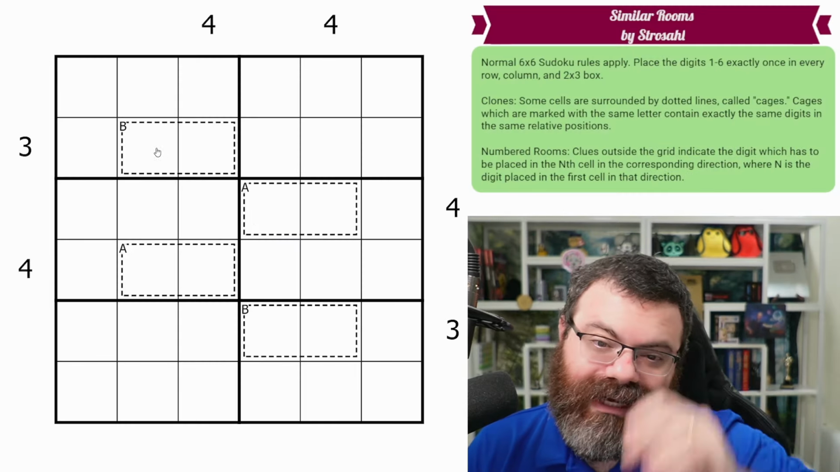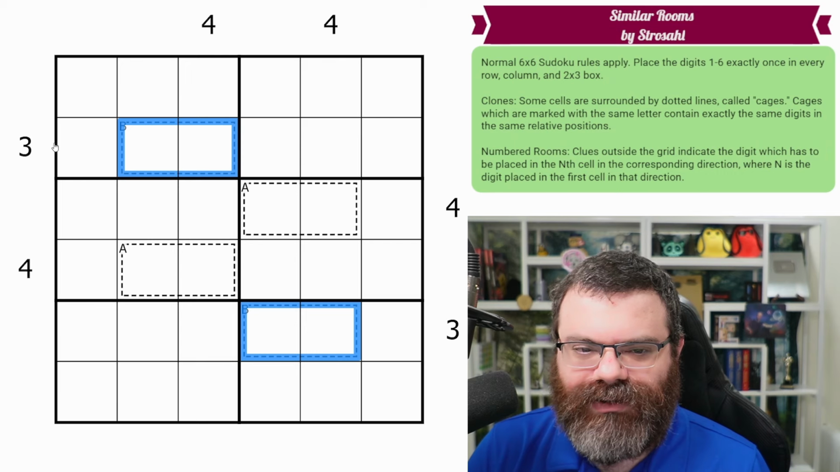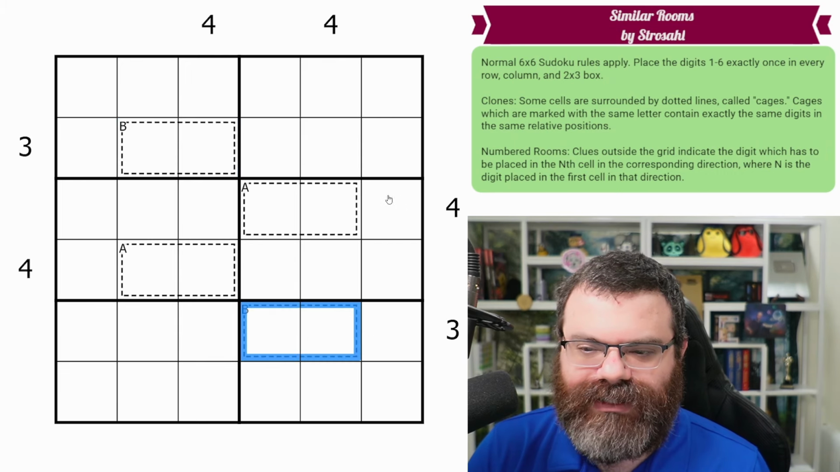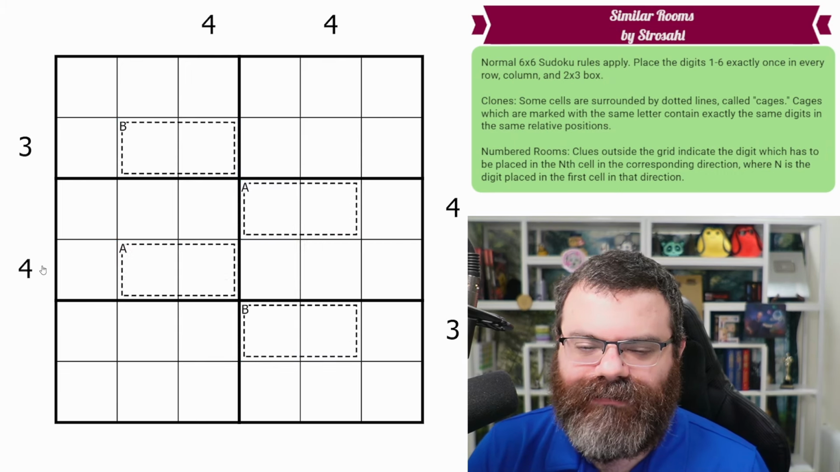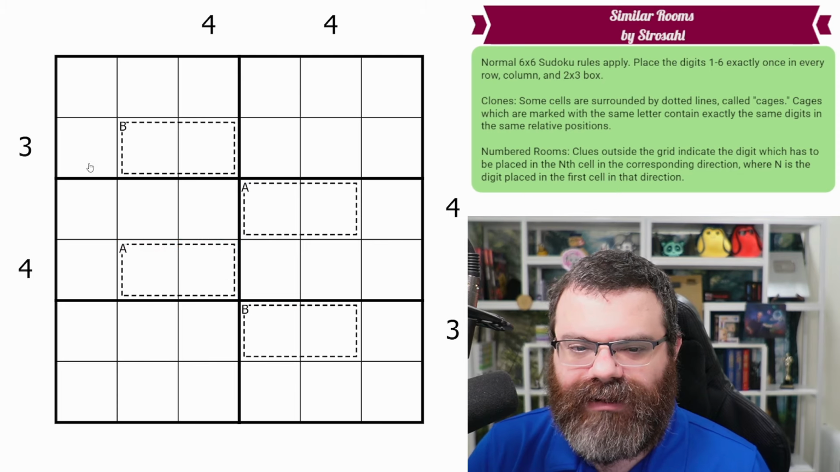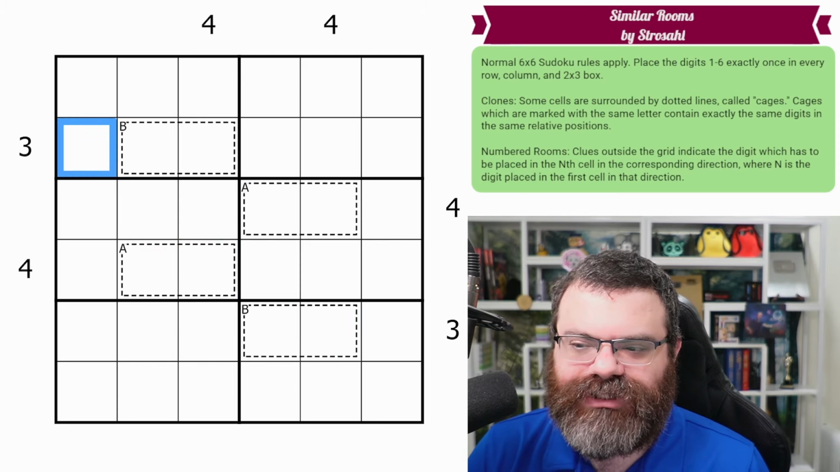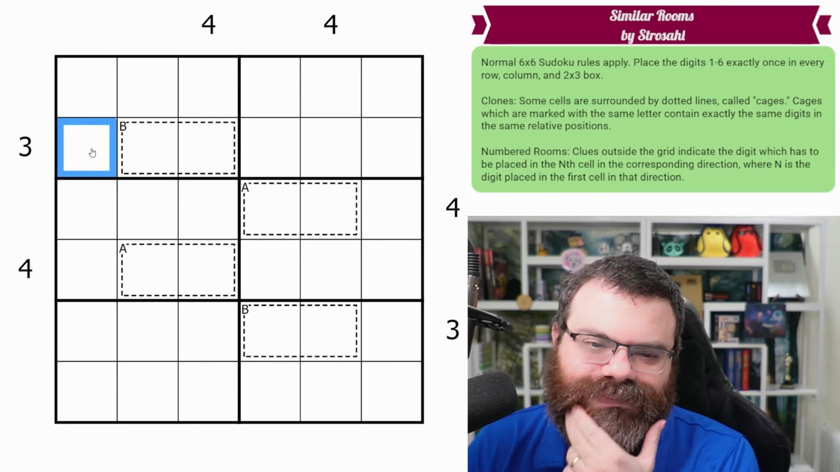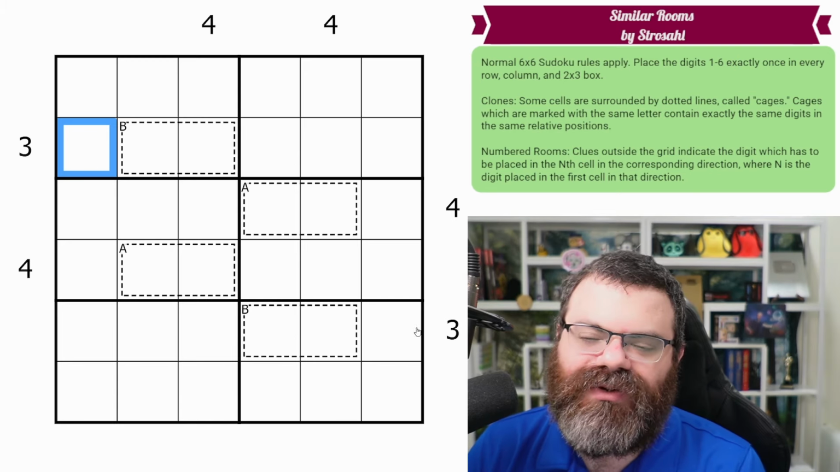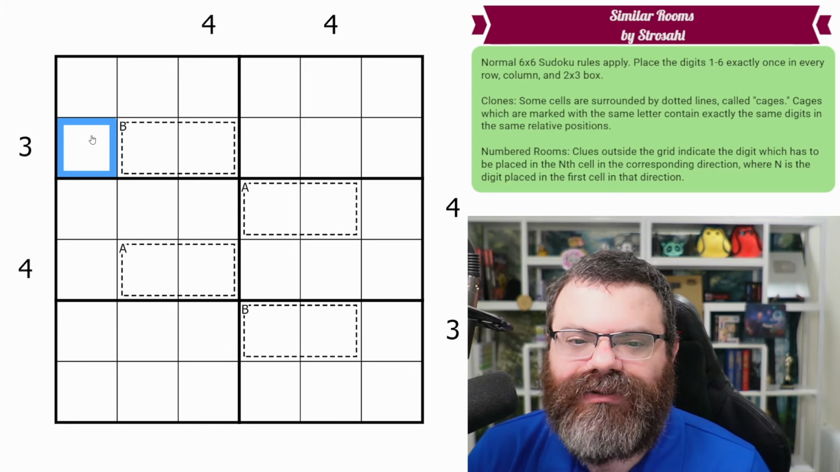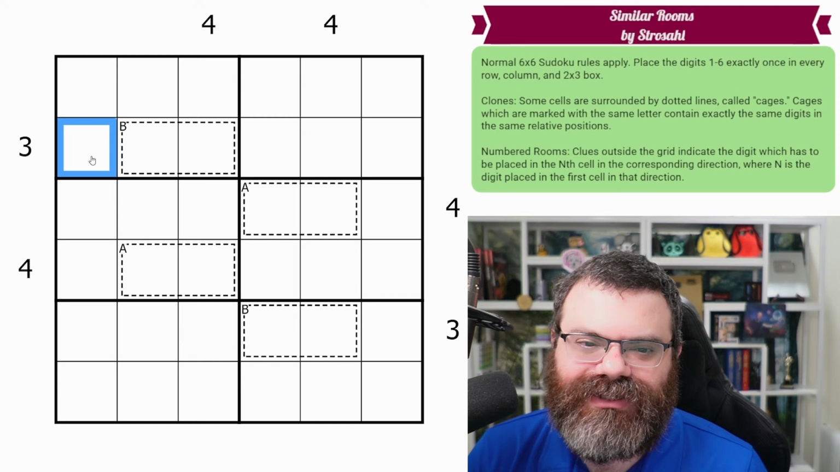Okay, so we've got to think about these clones and how they interact with these 3s here, and these clones and how they interact with the 4s. That's clearly what we're meant to think about. I'm going to start by talking about some restrictions on numbered room clues. So as long as the numbered room clue isn't a 1, and none of these are 1, you cannot put a 1 or itself next to the clue.